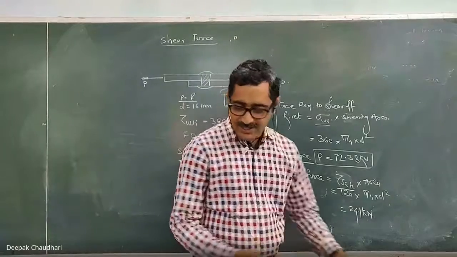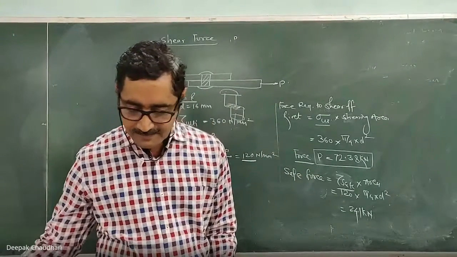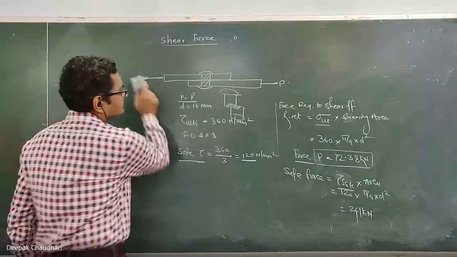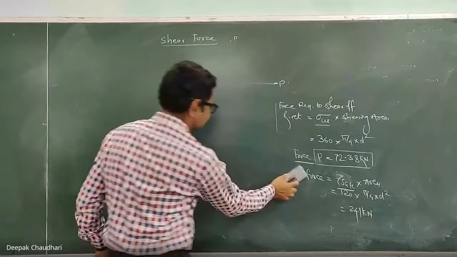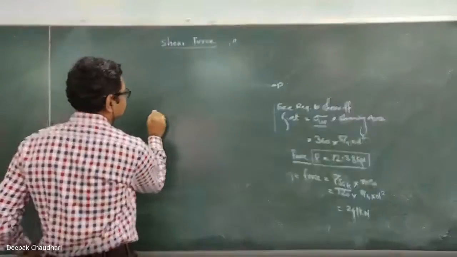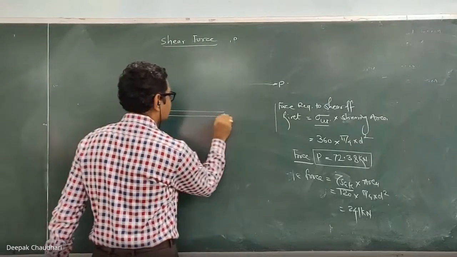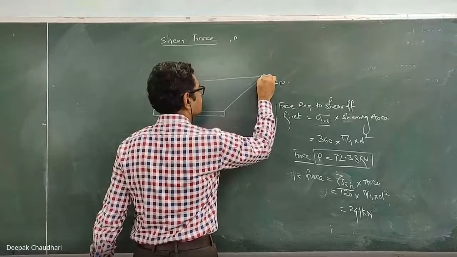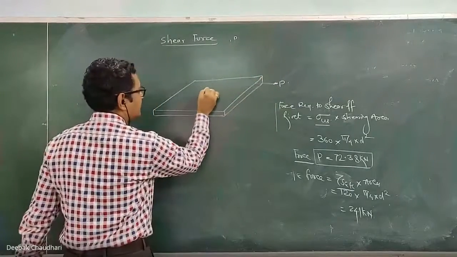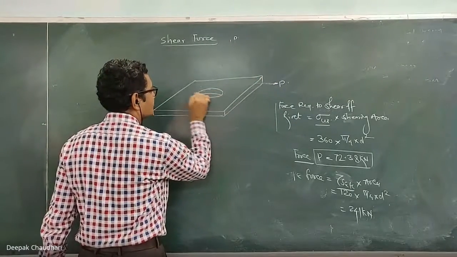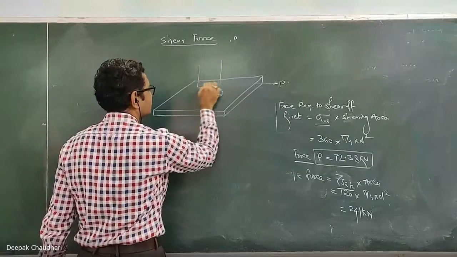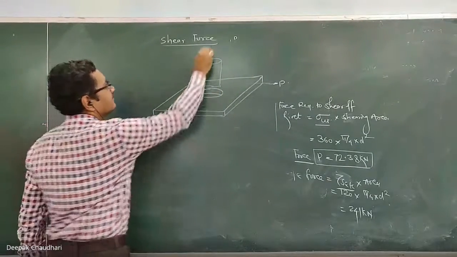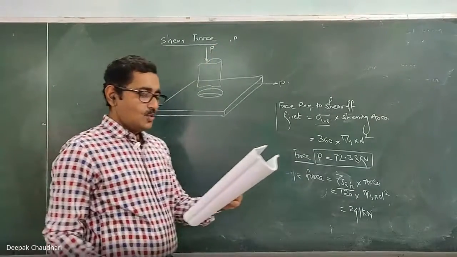So the next question is from a question bank. In that question there is one metal plate, and in this metal plate we have to make one circular hole with the help of some punch, by applying the force on the punch. Okay.